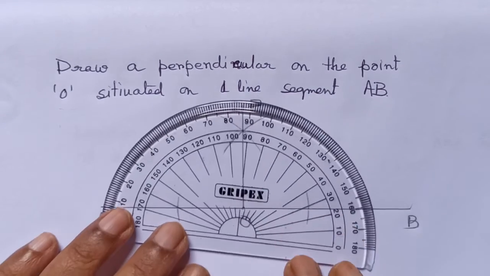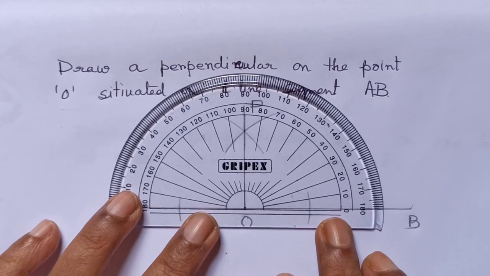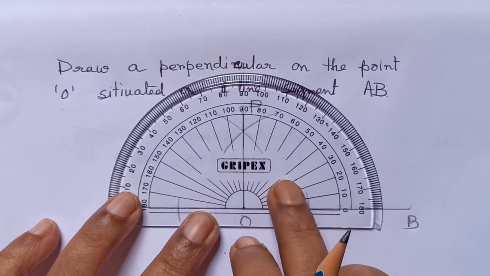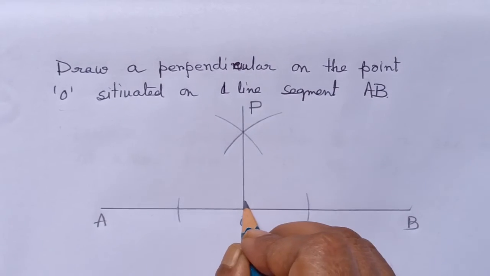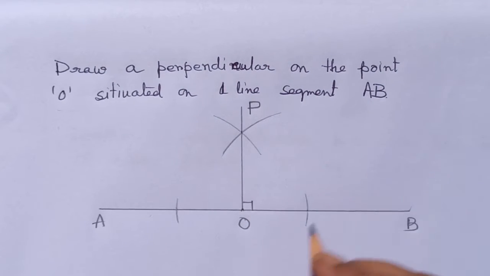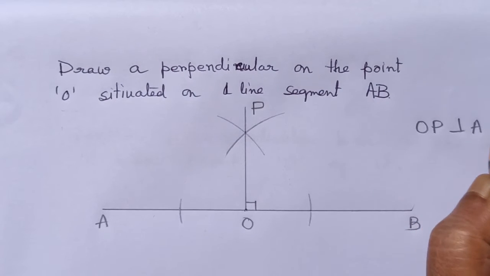Let us check if it is 90 degrees or not. Yes, perfect. Both sides of OP are 90. So we can say that OP is perpendicular on AB.